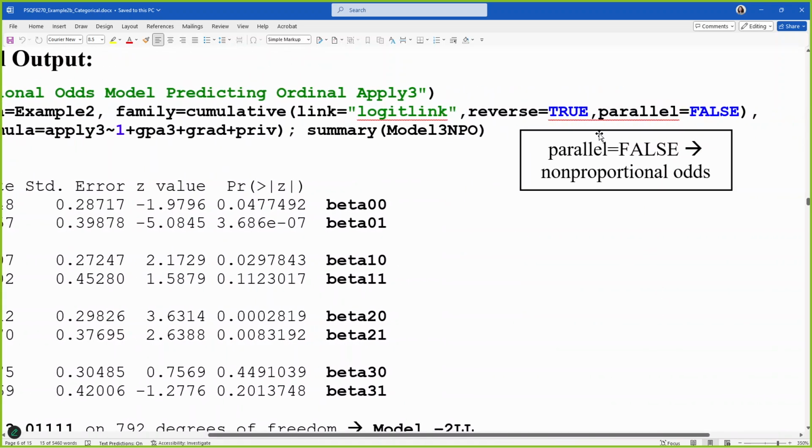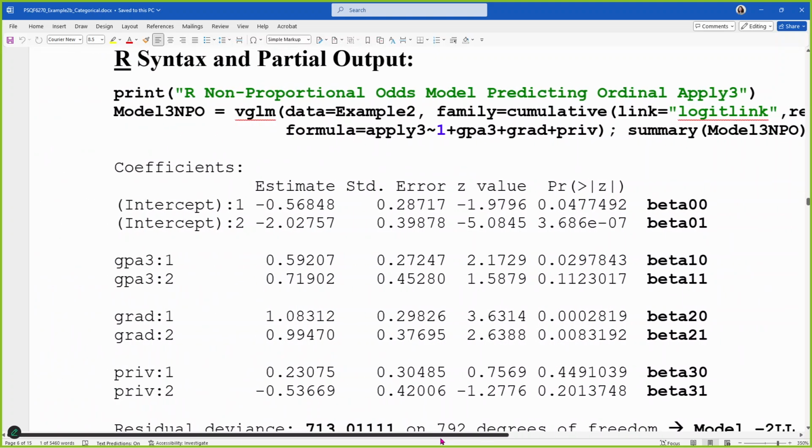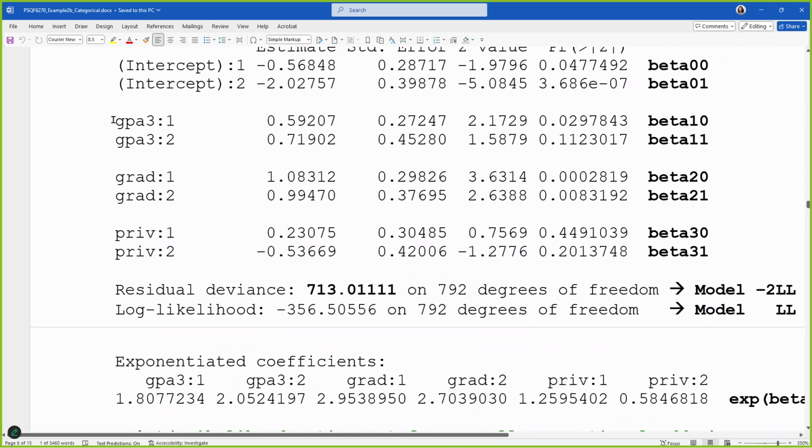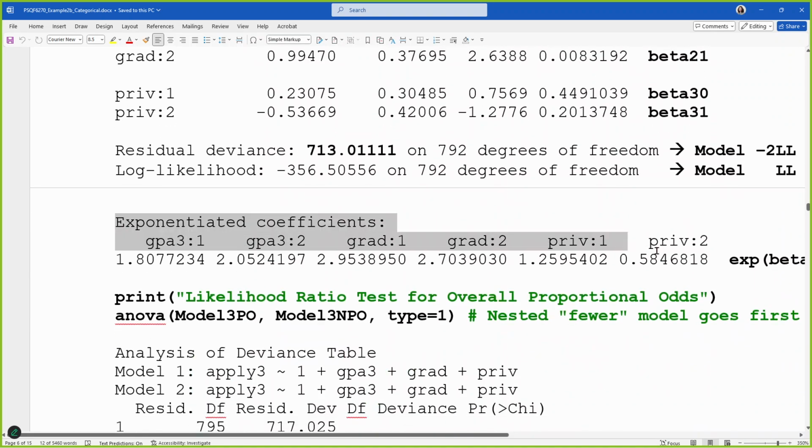But parallel equals false is the option that changes this into a non-proportional odds model, different slopes per submodel. And it's grouped differently than in Stata. It goes by term rather than submodel, but it's the same information, same results. It spits out odds ratios for everything still, which is very lovely.